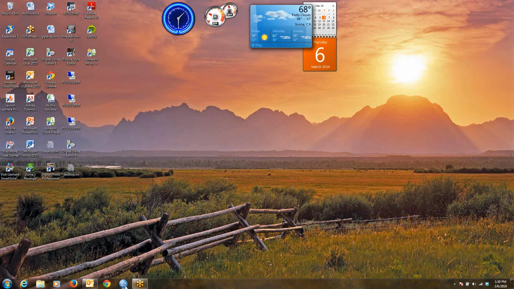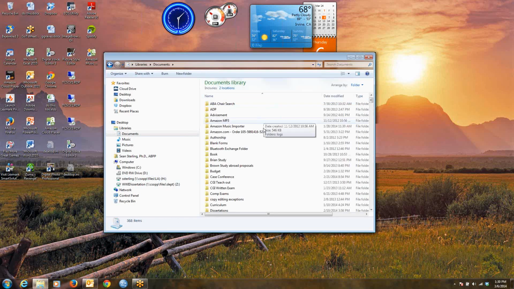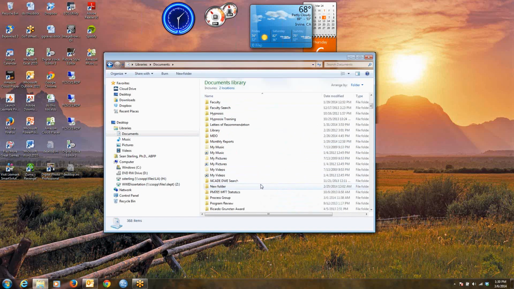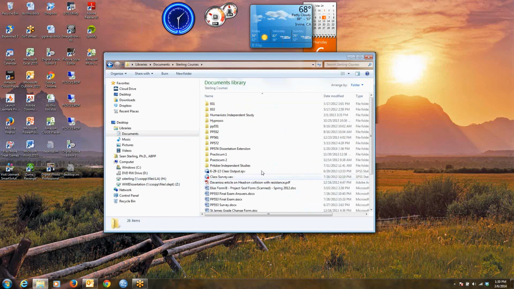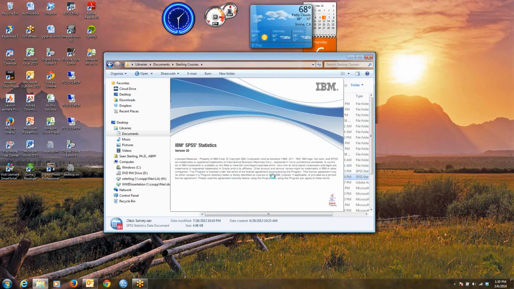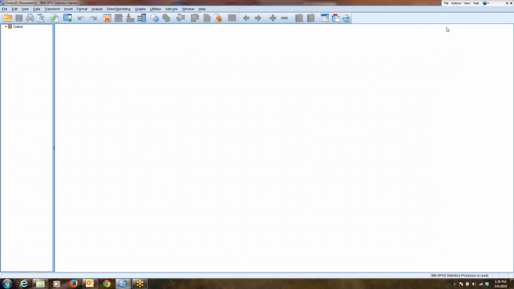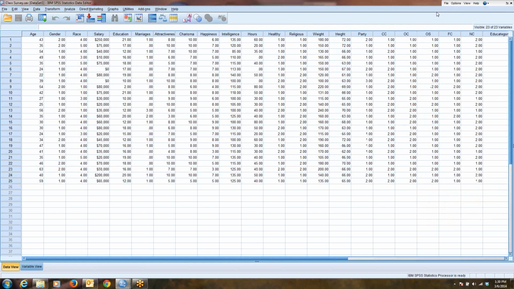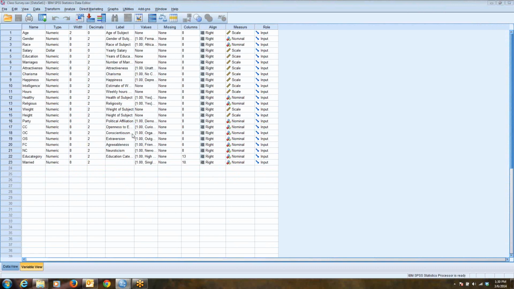So if we go over to my documents, Sterling Courses, Class Survey. When you click on a .sav file and you have SPSS loaded, that will automatically bring SPSS up. Now, I'll show you in variable view.